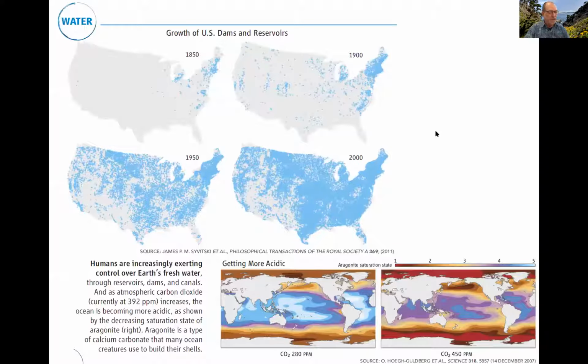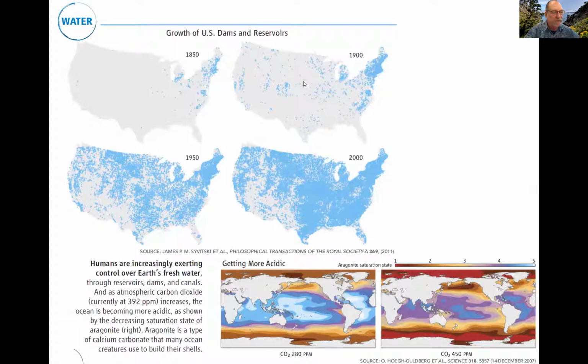So taking the question of fresh water, just in the United States, the growth of U.S. dams and reservoirs has been really dramatic. What this diagram is showing you is how human activity has led to the impoundment of water that would otherwise flow across the landscape and eventually run out into the ocean or make its way via groundwater into aquifers.